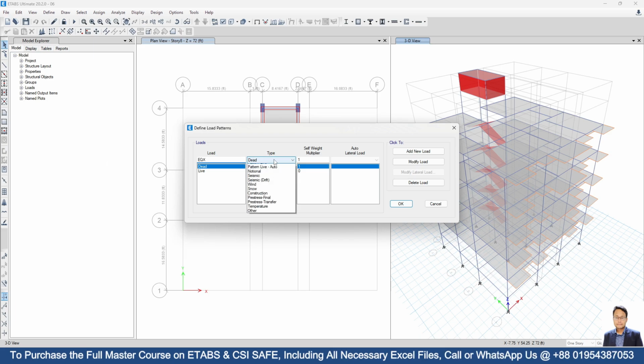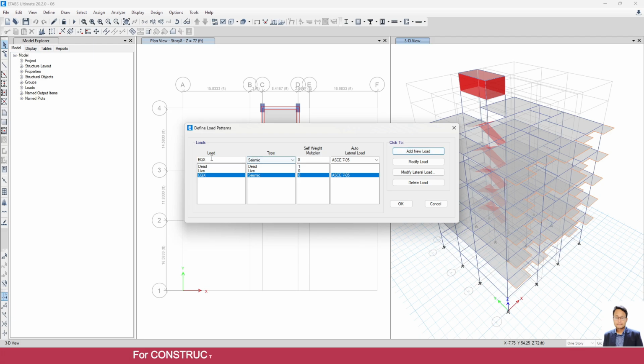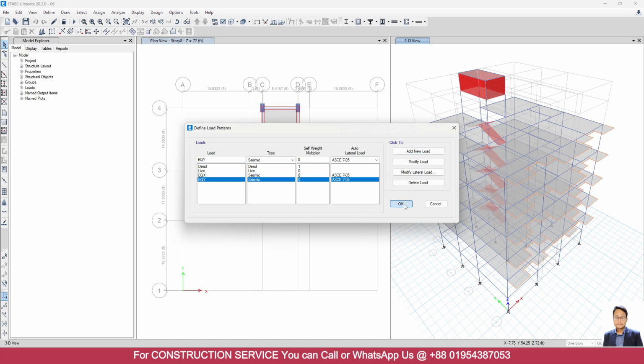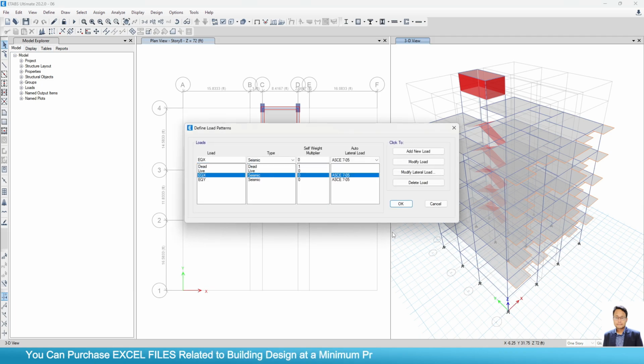EQX. Type will be seismic, self-weight multiplier will be 0, auto lateral load, here we will take ASCE 705. Click on add new load, then write here EQY, type will remain same, that means seismic, self-weight multiplier will be 0, auto lateral load, that means we will follow ASCE 705 code. Click on add new load. Just click on OK. Again, go back to define load pattern, then come back to EQX.